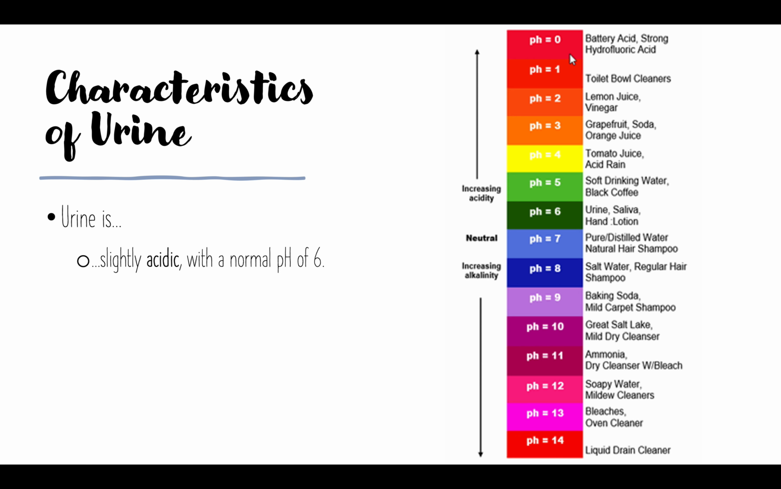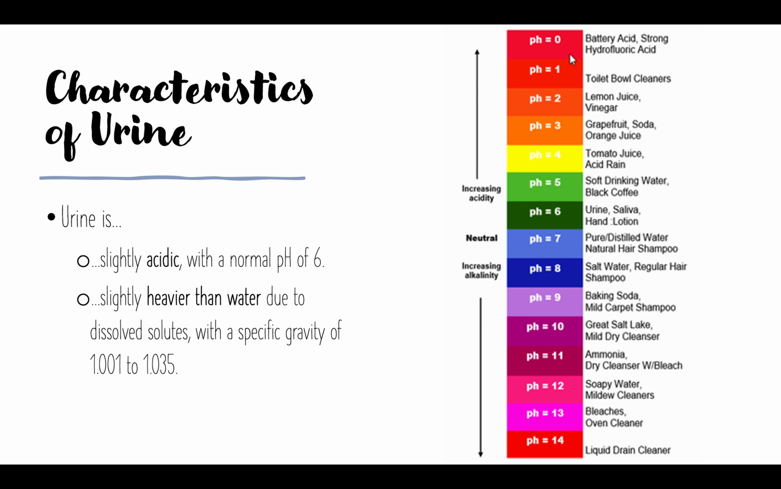Remember, we're pulling out hydrogen ions as we move through the nephron. And as you pull them out, they make your blood less acidic, but necessarily they make your urine more acidic. Your urine is also a little bit heavier than water.